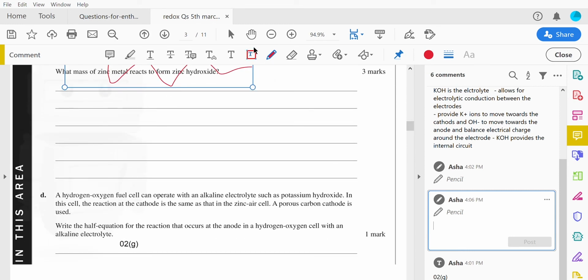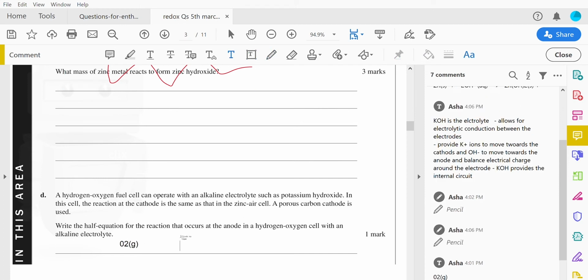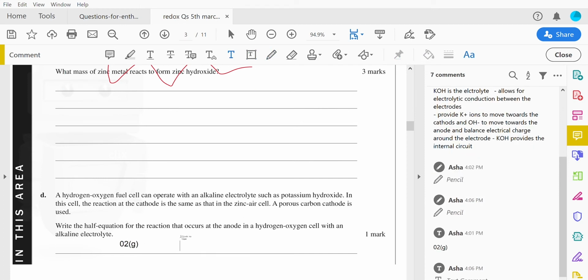Okay, so we're just going to ignore my previous typing there. A hydrogen-oxygen fuel cell can operate with an alkaline electrolyte such as potassium hydroxide. In this cell, the reaction at the cathode is the same as that in the zinc air cell. A porous carbon cathode is used. Write the half equation for this reaction that occurs at the anode in a hydrogen-oxygen cell with an alkaline electrolyte.